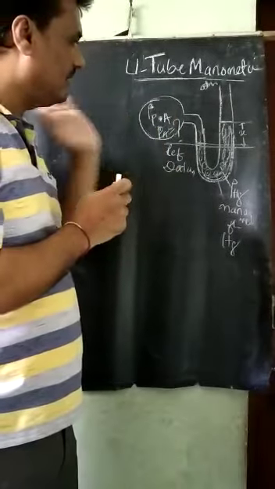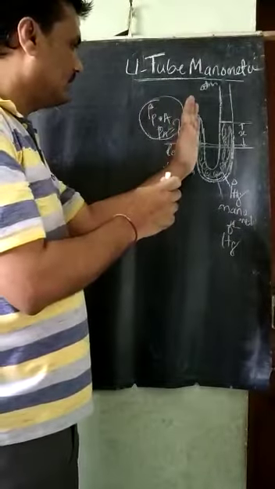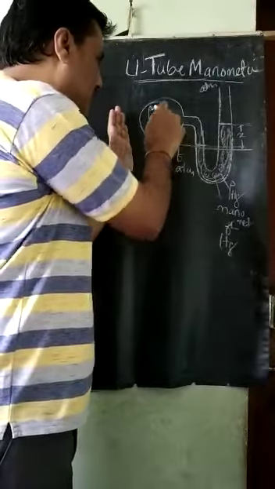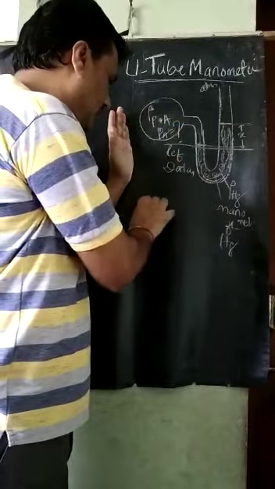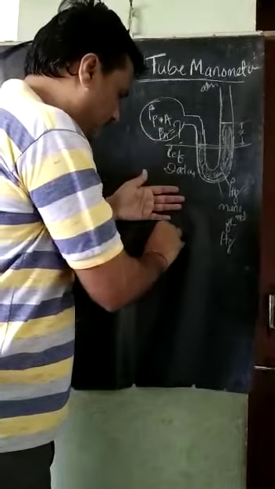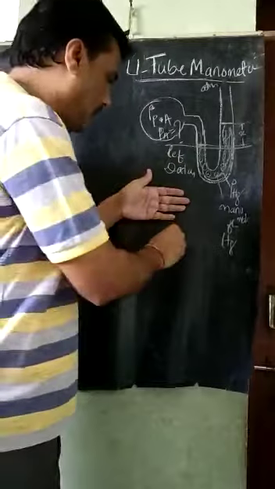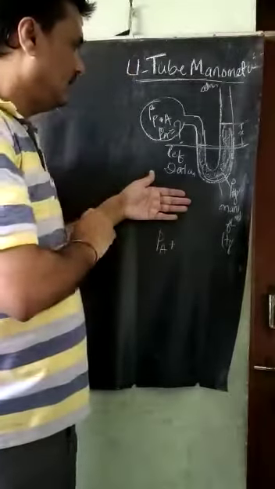First I will write for the left limb. What are the pressures on the left limb side? One is the unknown pressure at this point that we need to find, that is PA. Yes, PA, this is the unknown pressure. We need to find it. Plus, what is the next one?